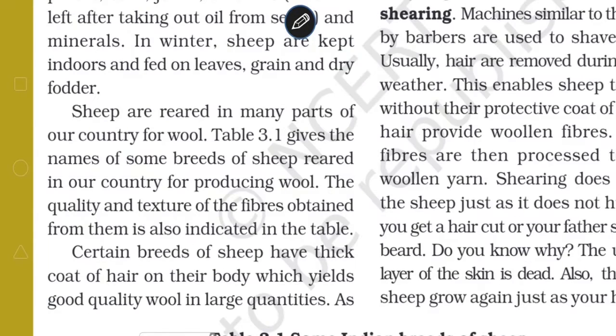Sheep are reared in many parts of our country for wool. So we are rearing sheep. Why? We are taking care of sheep. Why? So that we can get wool. Table 3.1 gives the names of some breeds of sheep reared in our country for producing wool. Yes, we got some of the names of different animals from which we can get wool. Those were like yak, camels, angora goats, alpaca, llama, etc.